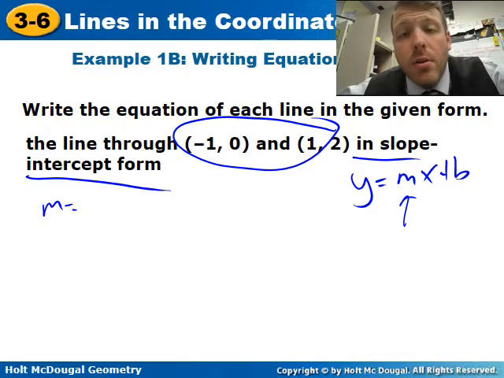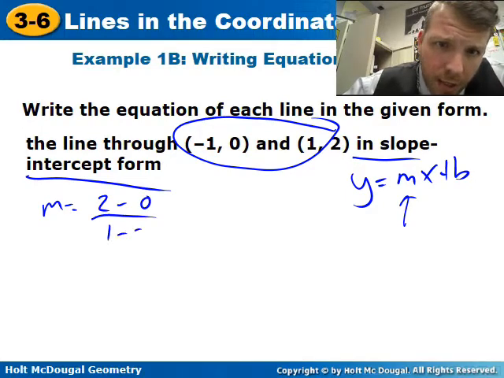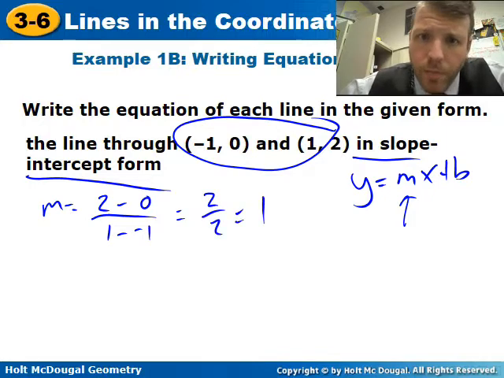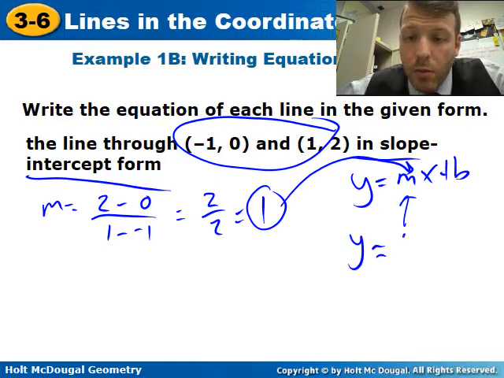And we're going to do that by using the formula y2 minus y1 over x2 minus x1. So I'm going to do 2 minus 0 over 1 minus negative 1. And that's going to give me 2 over 2, which is equal to 1. Now I know my slope, which is m, so I can plug that in there. So let's go ahead and do that. y equals 1x plus b.